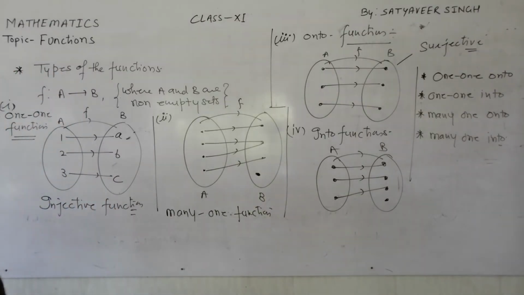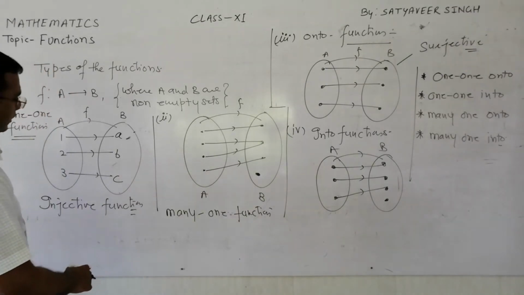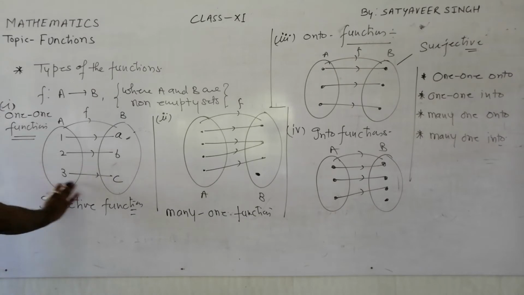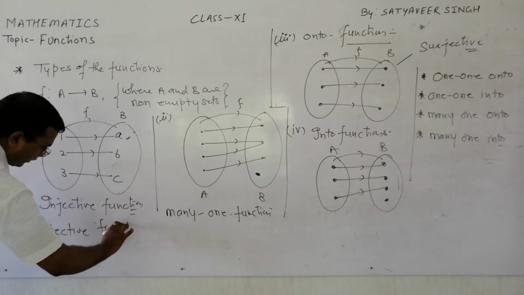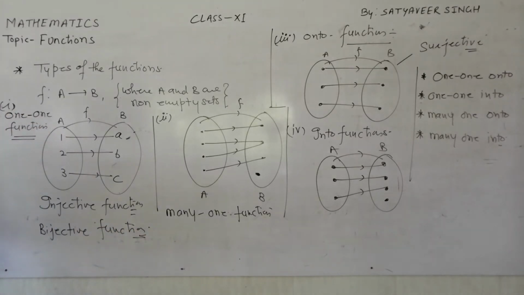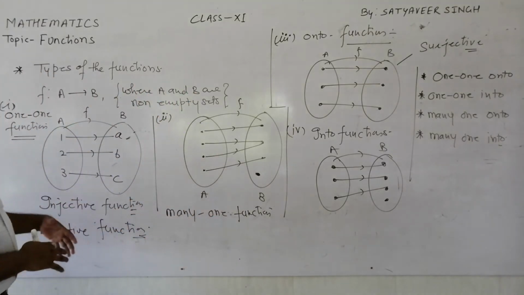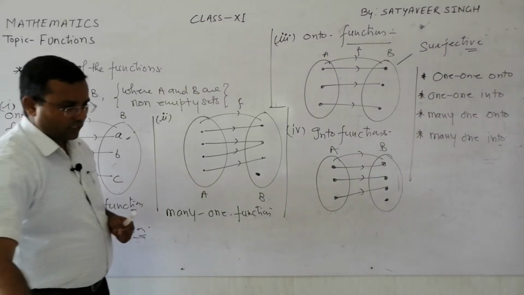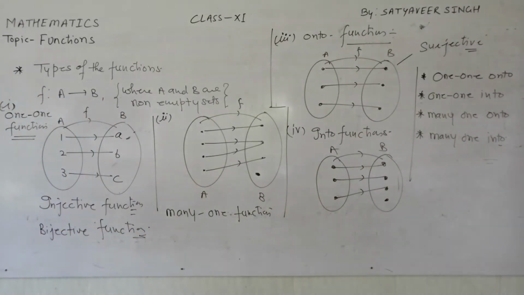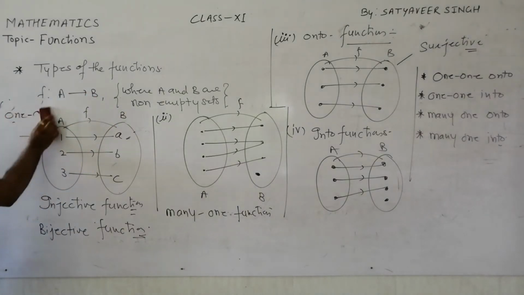See student, one-one onto function is also called bijective. If I say this function is one-one onto, then collectively I can call it a bijective function. So at least this much idea you must have in your mind about functions. These are the types of functions. Now I will explain some real valued functions and their domain and range. This is also very important to understand. I hope you understand this concept.